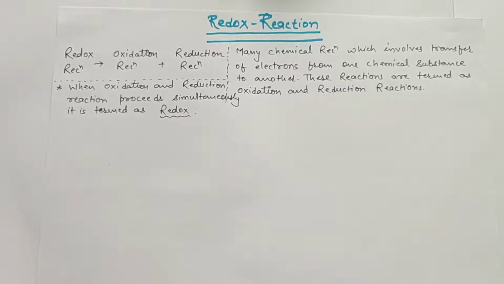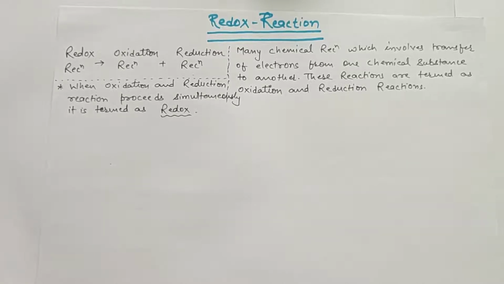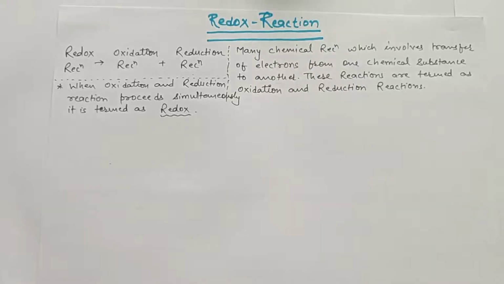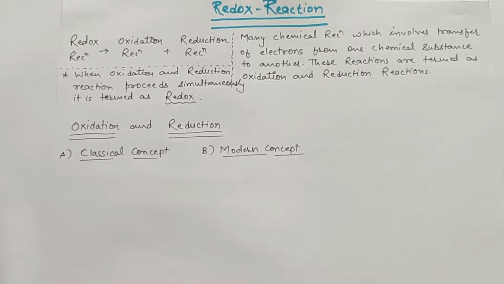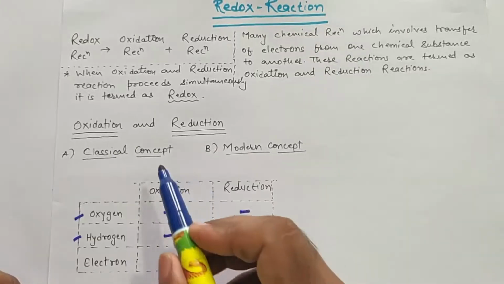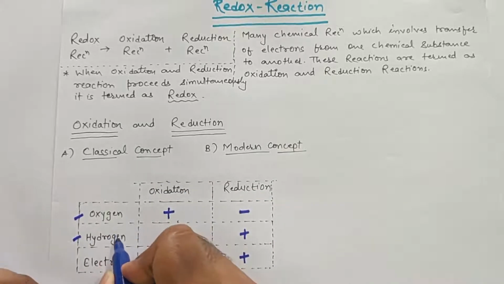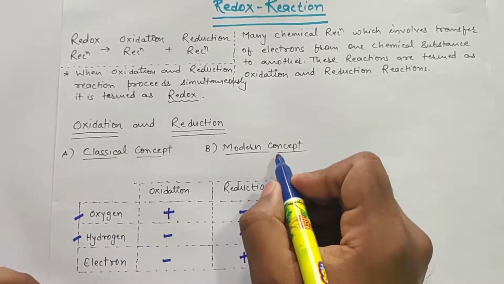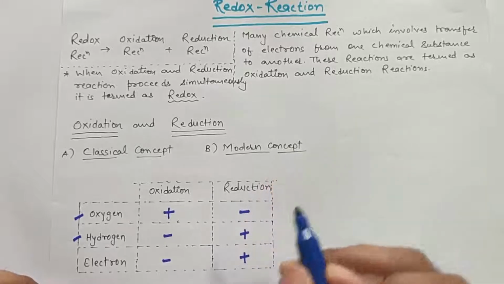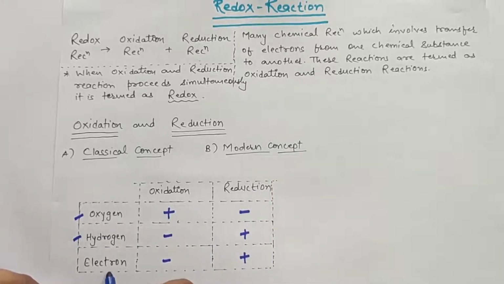So now let's define the terms oxidation and reduction. We can define the terms oxidation and reduction in two different concepts which are known as modern concept and classical concept. Classical concept of redox is defined using oxygen and hydrogen, and the modern concept of redox is defined using electrons.